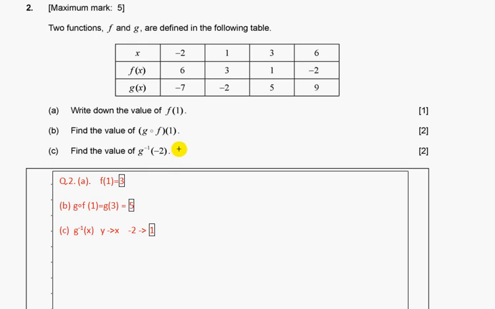Find the value of the inverse function of g for minus 2. So for the inverse function, x and y are swapped. So it means that we should find, when y equals minus 2, how much is x. So x is 1. So here we have 3 answers.